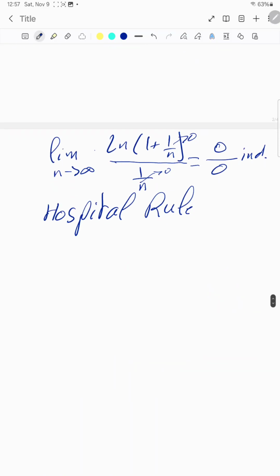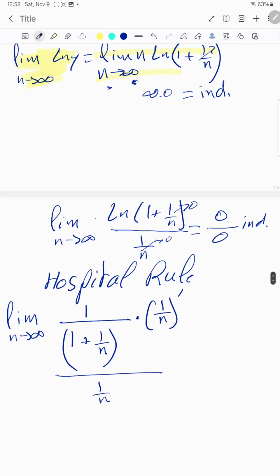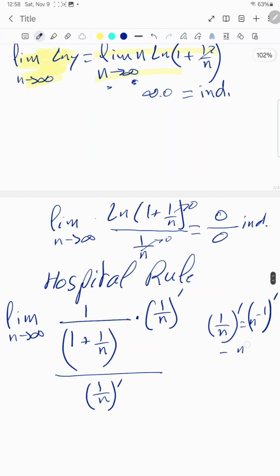L'Hospital's rule is the derivative of the numerator divided by the derivative of the denominator. I know the derivative of ln of 1 plus 1 divided by n: the derivative of ln x is 1 divided by x, so it is 1 divided by 1 plus 1 divided by n, multiplied by the derivative of 1 divided by n. And the derivative of the denominator is the derivative of 1 divided by n. The derivative of 1 divided by n, I can write as n to the power minus 1, becomes minus n to the power minus 2, which is minus 1 divided by n squared.